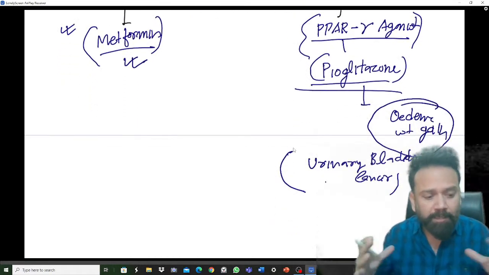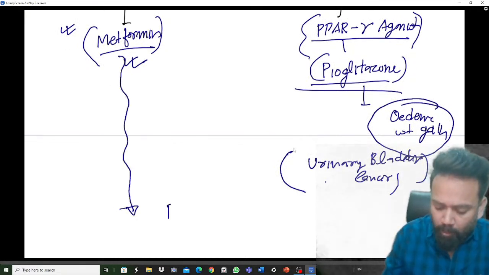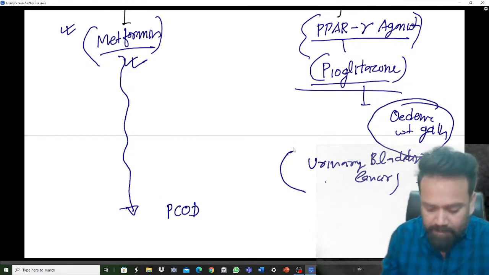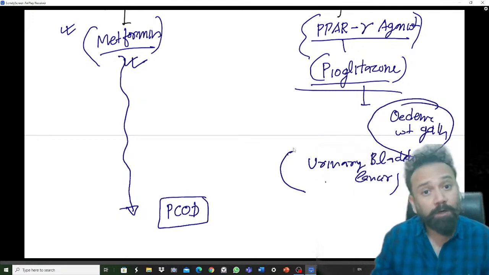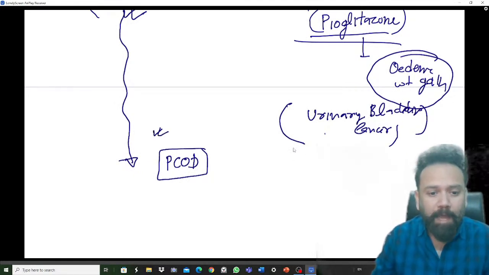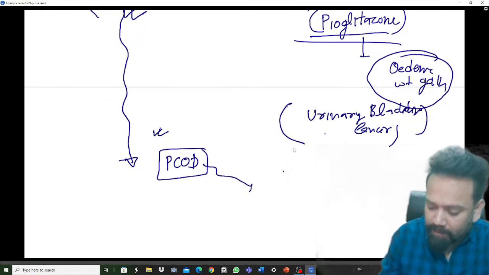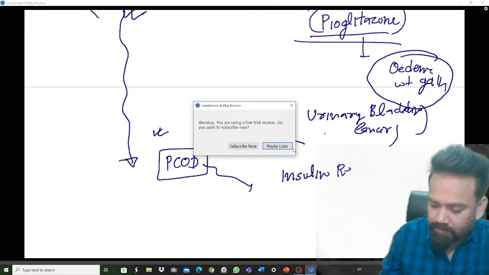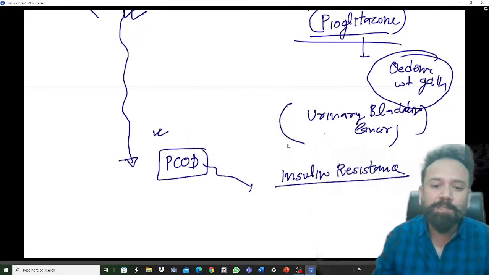One point I want to integrate here with gynae: this is the drug of polycystic ovarian disease. This is the drug of choice for PCOD. Actually, PCOD is nothing, it is not a gynecological disease. I should not say gynae. It is actually simply insulin resistance in females.